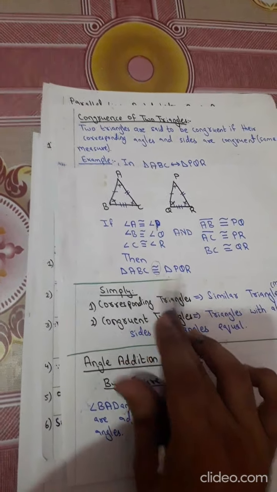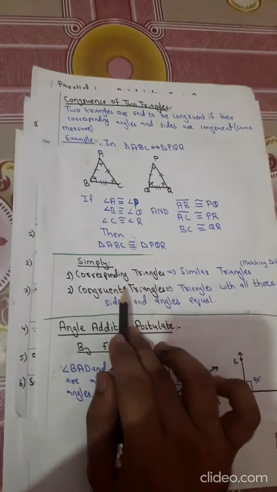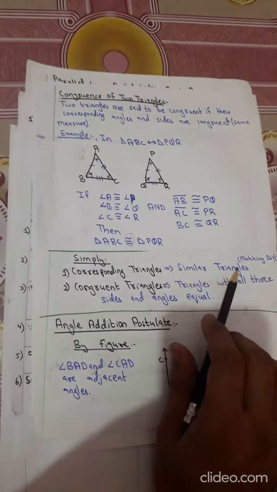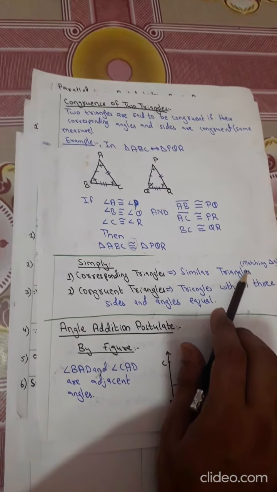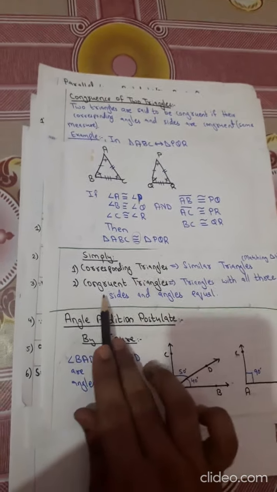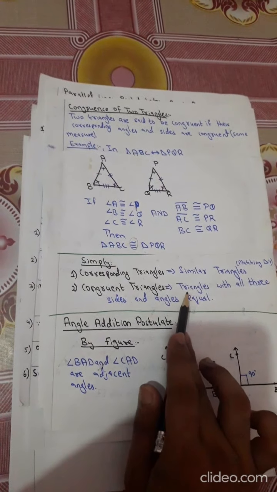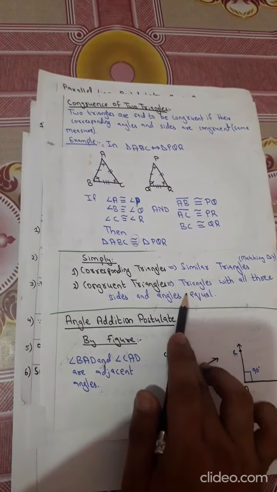Congruent means same measurement. I repeat: corresponding triangles means similar, matching triangles, and it is not necessary that their sides have the same measurement. Two triangles are congruent if all three sides and angles have the same measurement.